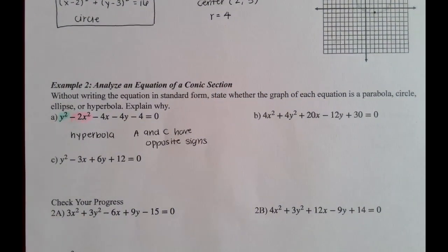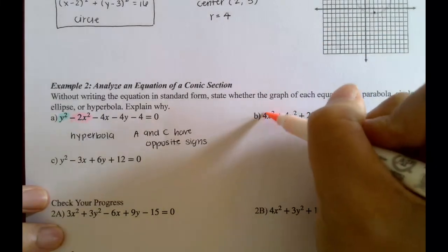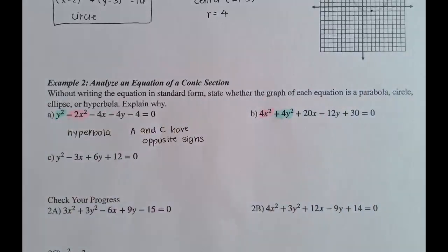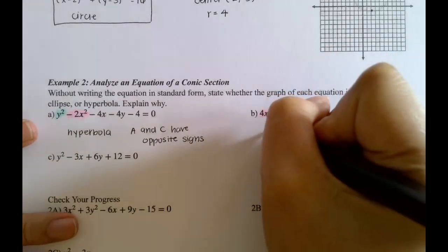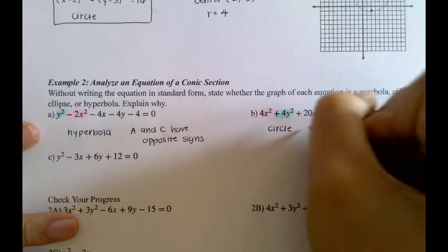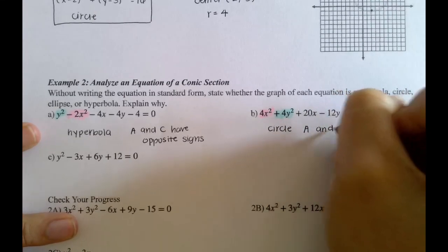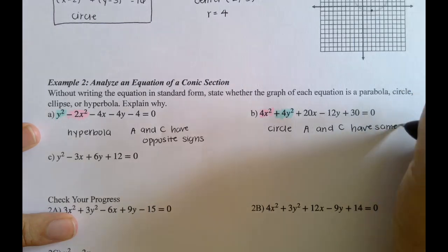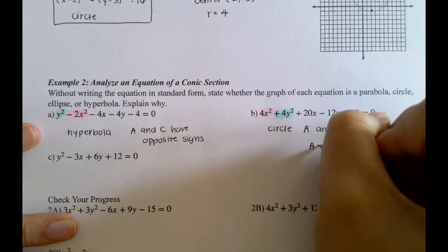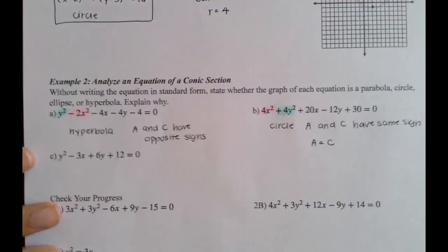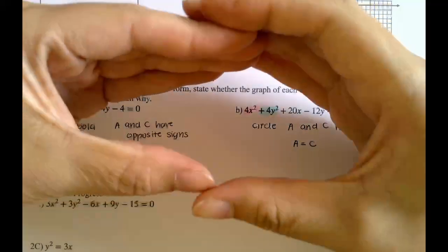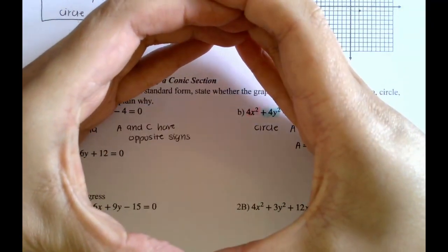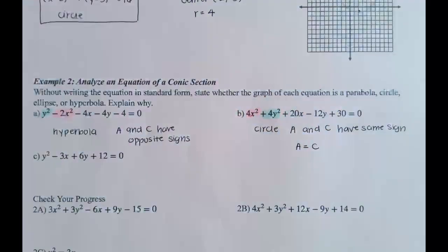Then looking at the next one, I have a 4x squared and a 4y squared. So this would make it a circle, because A and C have the same sign and they're equal. A equals C. If it was an ellipse, A and C would have the same sign, but they wouldn't be the same. But because A and C are the same, it rounds it out perfectly so that it's a circle.